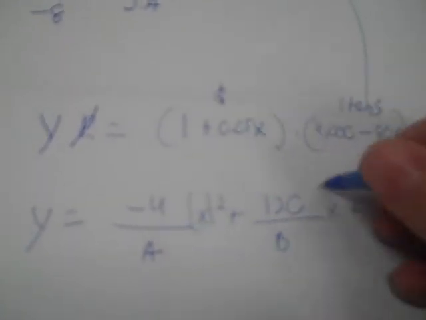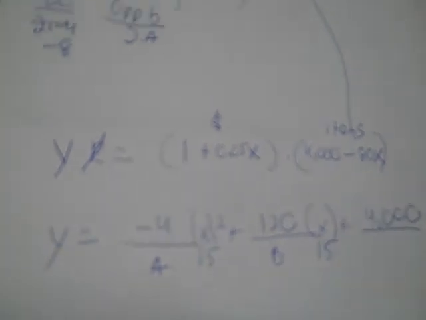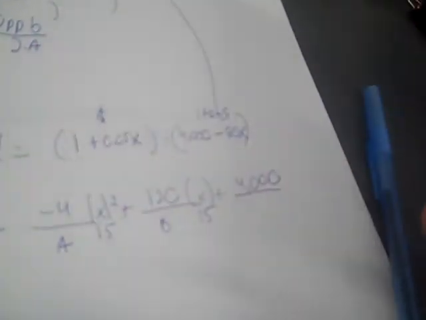Then replace your x's with 15. Okay, and that tells you what y equals at that point. Negative 4 times 15 squared plus 120 times 15 plus 4,000 is 4,900. That's your maximum revenue.